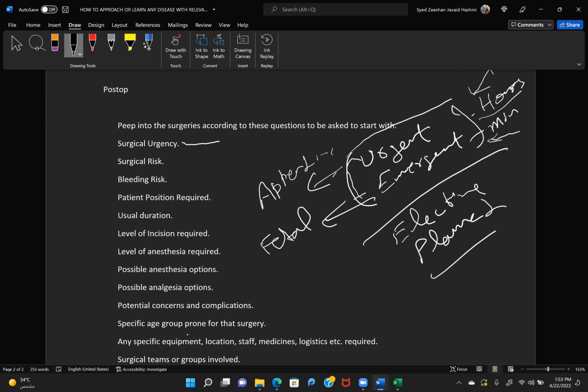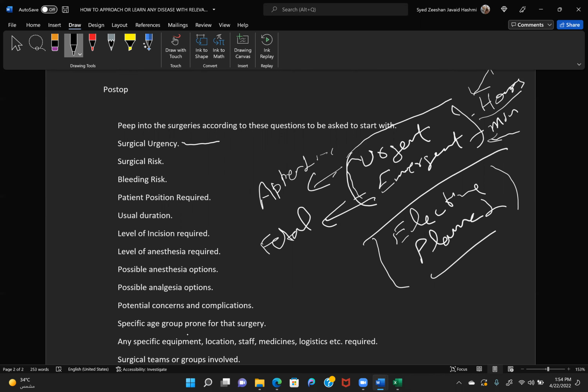What about obstructed inguinal hernia and incarcerated inguinal hernia? These are urgent, because if you don't relieve it, there will be gangrene and ischemia. Acute limb ischemia, where they have to do the embolectomy, is an emergency. Now, what is the difference between elective and planned?